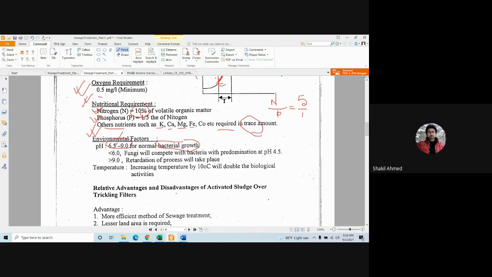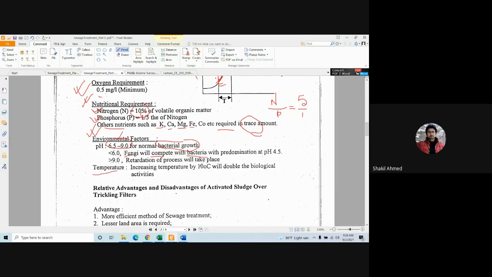If your pH is less than 6.0, then fungi will compete with bacteria. That means bacterial growth will be reduced. If your pH is greater than 9.0, then retardation of the process will take place. That means bacterial growth will be reduced. Temperature is an important factor.